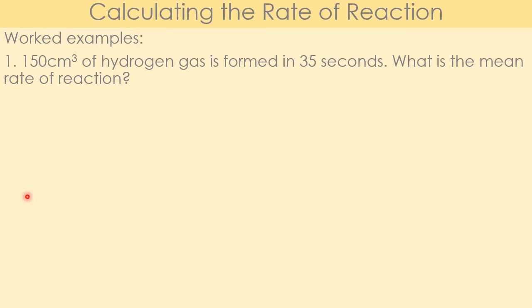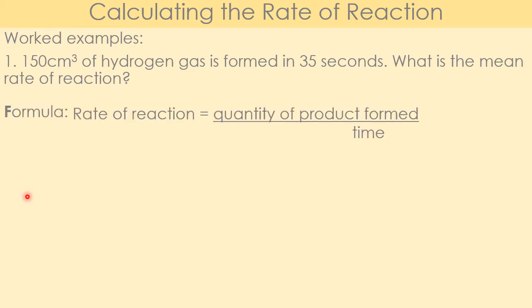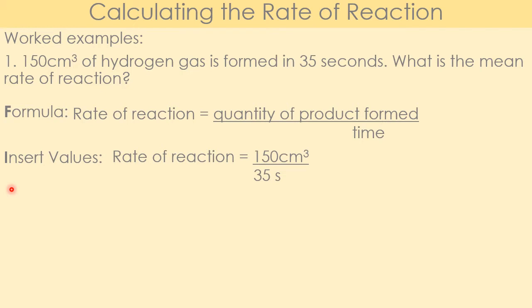So again, we're going to go with our FIFA. So our formula, insert values, fine tune, and our answer. So our formula is rate of reaction is the quantity of product formed divided by time. That's exactly the same step each time. We're now going to insert our values. So we're going to use the question for this. So I've got 150 centimeters cubed, and I've got 35 seconds. I need to make sure I put them in the right place, which is why I've written out my formula here. For that, I get my rate of reaction equals 150 centimeters cubed divided by 35 seconds.